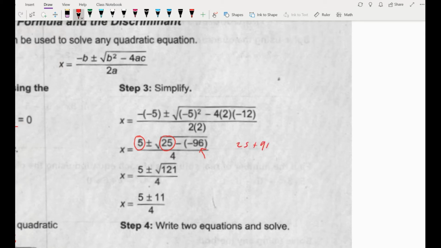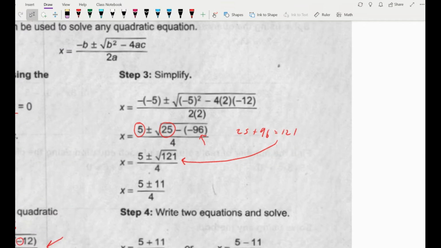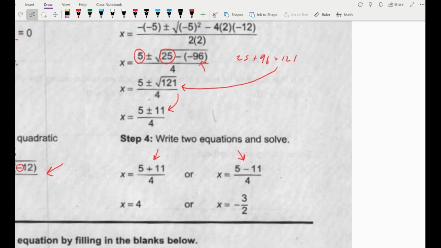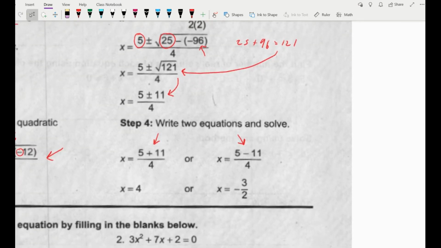25 plus 96 is 121, which we have written right here. And we can take the square root of 121, and it comes out to a nice number. That's the integer 11. So we have two solutions. We have 5 plus 11 divided by 4, and we have 5 minus 11 divided by 4. And we get our two solutions here, x equals 4 or x equals minus 3/2.